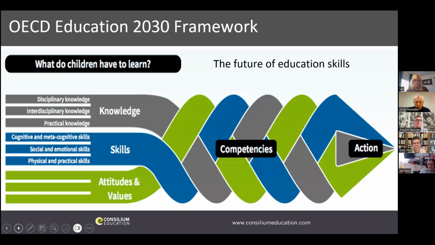Next slide, please, Val. And this is a diagram I like. This is from the OECD's Education 2030 framework. And the title for this from OECD is What Do Children Have to Learn? And whilst it does not specifically mention the information fluencies in the graphic, I see them as being a core skill of competencies in this interwoven presentation of the educational process. And I would have to say I really like that.